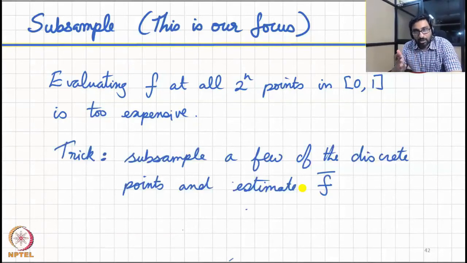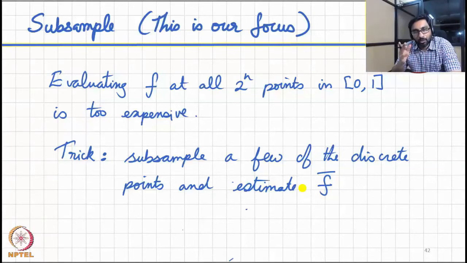So as we mentioned earlier, the trick is to subsample a few of the discrete points, compute f in those locations, and use that to estimate the expectation of f of x, which we denote by this f bar. So the question is, how many samples do we need? And more importantly, how many independent and uniform random bits do we need in order to be able to get those samples.